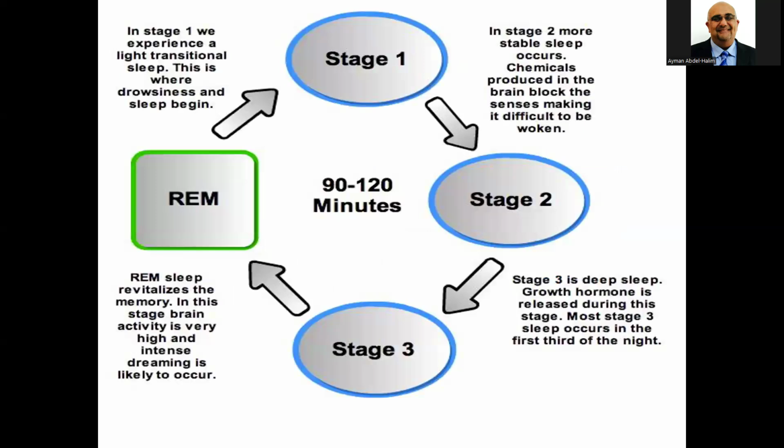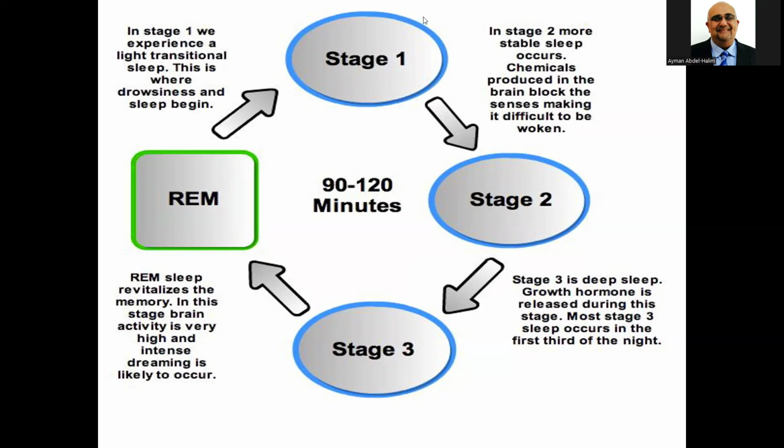I'm gonna go directly to show you the picture here. So this is the sleep cycle. It's around 90 to 120 minutes. You have the non-REM, which is basically divided into three stages: stage 1, 2, and 3. And then you have the REM sleep.